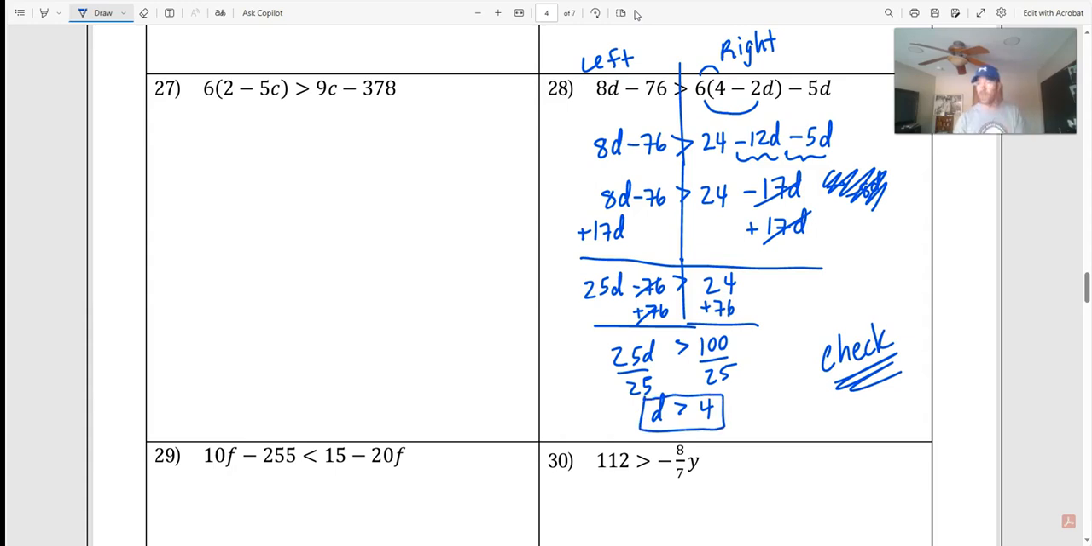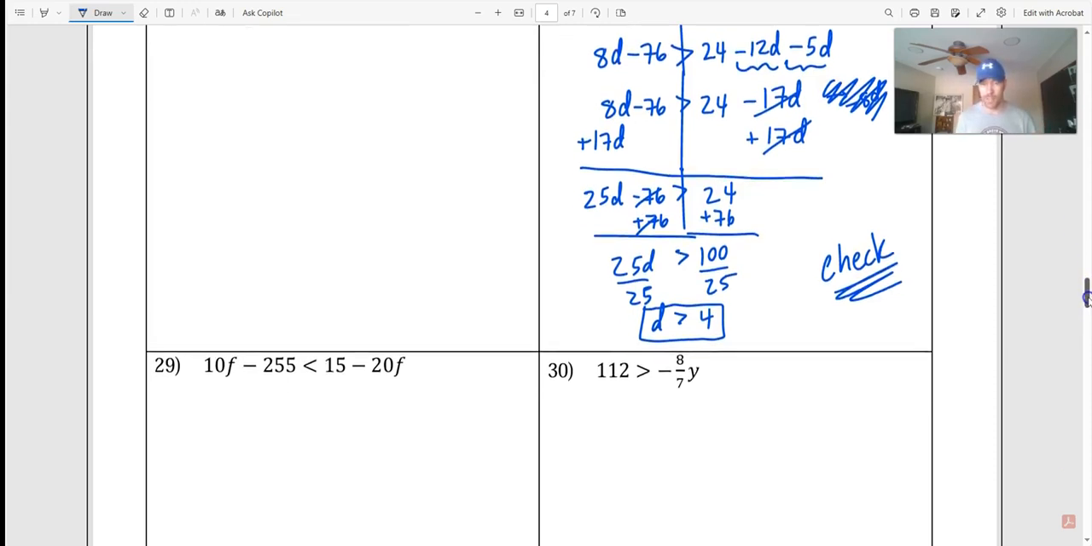Check to make sure 4 is the correct number. Does 4 make each side equal? And then choose something. Hey, here we go. 0 does not work for my answer, but check something. Maybe try d equals 5 or d equals 10, something greater than 4. In the original inequality, it should be true.